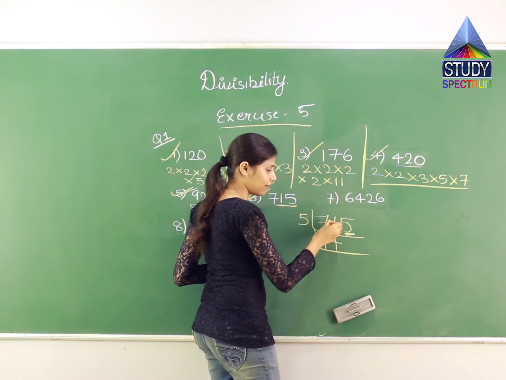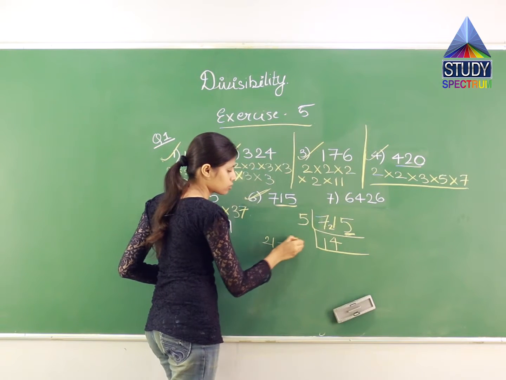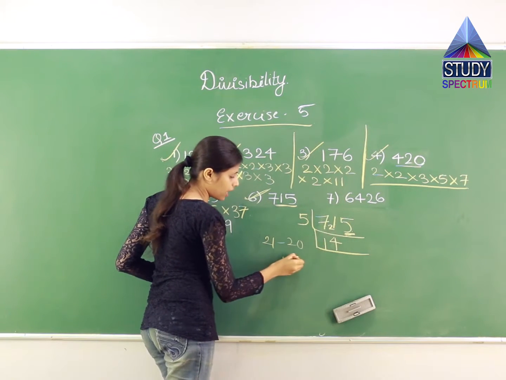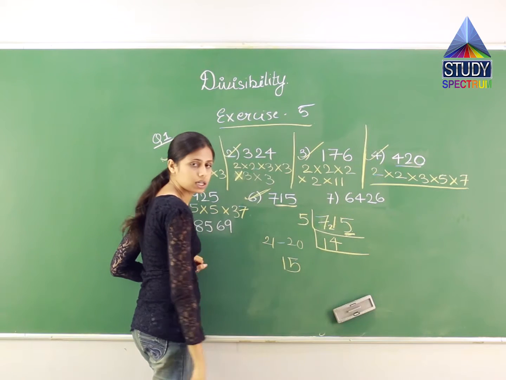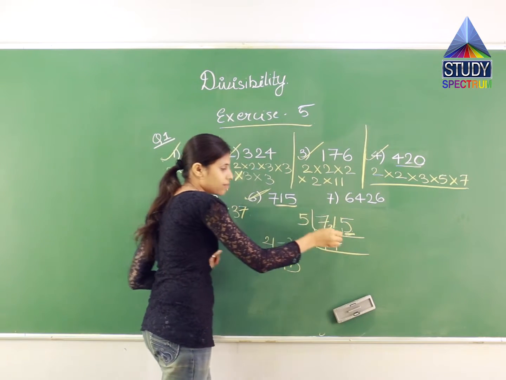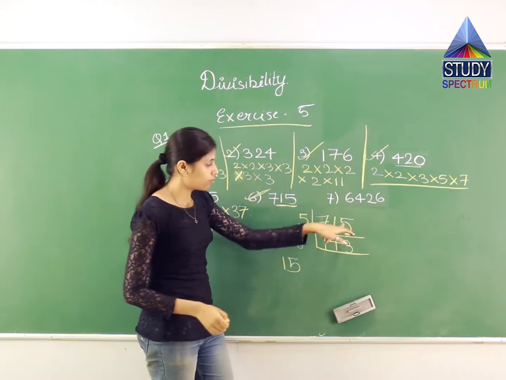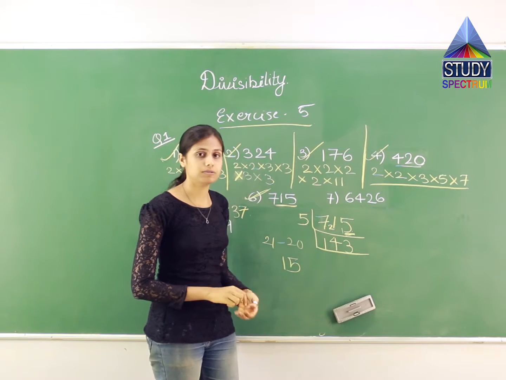5 4s are 20, and over here I have 21. So 21 minus 20 gives me 1. And this 5, when I bring it down, it gives me 15. So I require 15 over here. 5 1s are 5, 5 2s are 10, 5 3s are 15. So I get 15 over here and 3 over here.